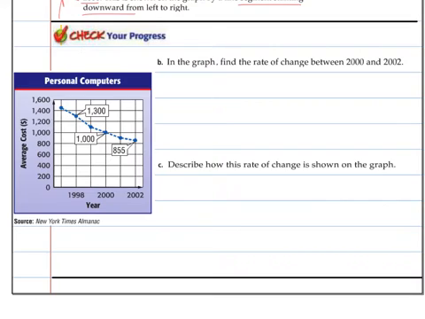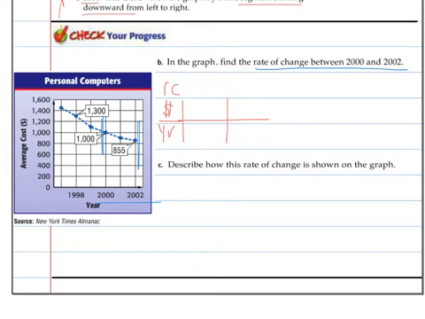Using that same information now, and that same chart, now they're asking us, find the rate of change between 2000 and 2002. So now we're looking from here to here. Very important to know what you're looking at. So I'm going to do the rate of change. I might want to make a table. So this time I'm going to do cost, and then the year.